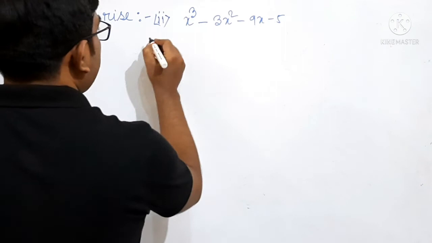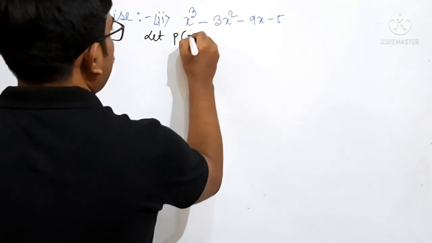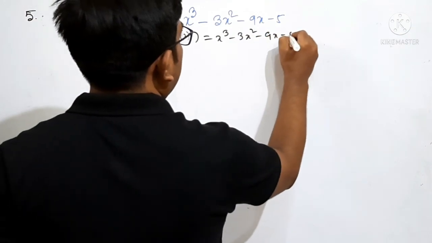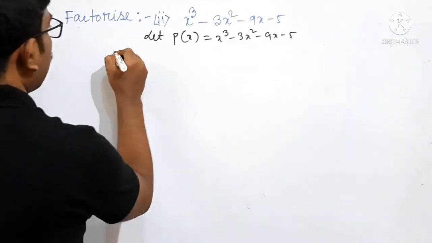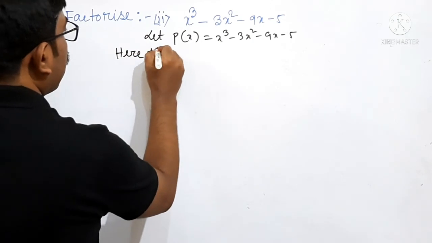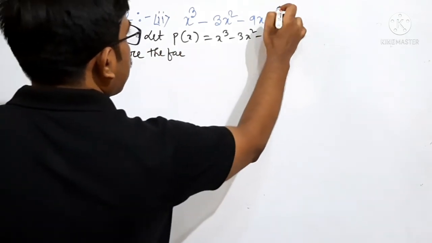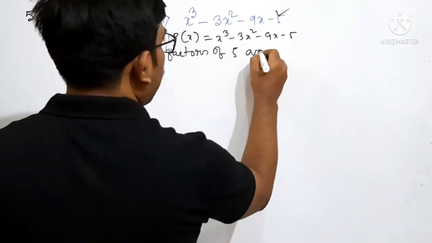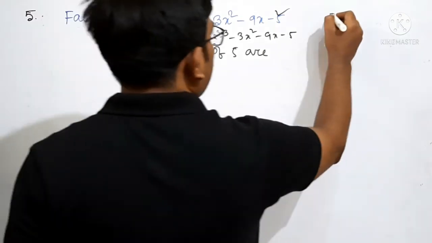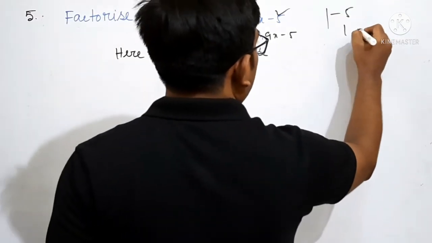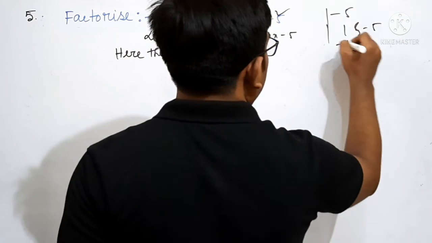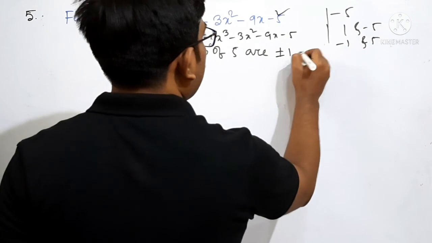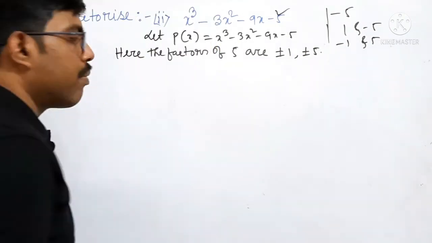Take this polynomial as p(x). Let p(x) is equal to x cube minus 3x square minus 9x minus 5. Here the constant term is minus 5, so the factors will be 1 and minus 1, 5 and minus 5. So the factors are plus minus 1 and plus minus 5.